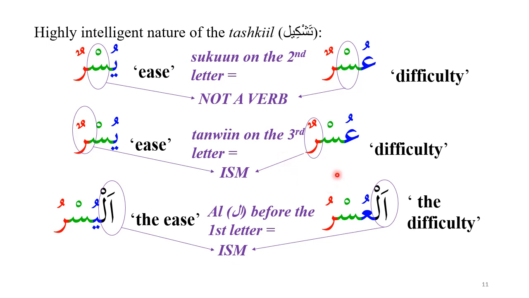And if there is tanween on the third letter, this definitely means it's an ism, because verbs can never take the tanween or the al. So the presence of al or the tanween always means it's an ism. It has to be, because there's no other way.